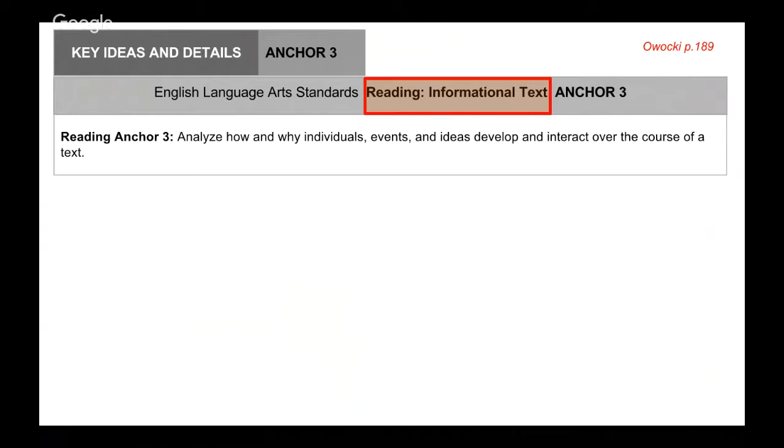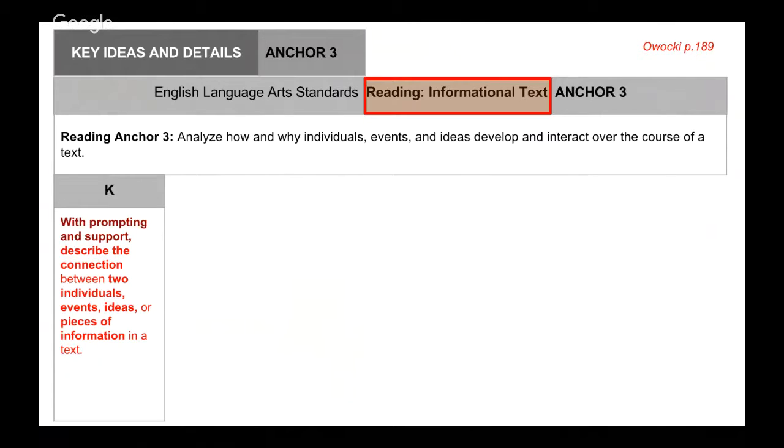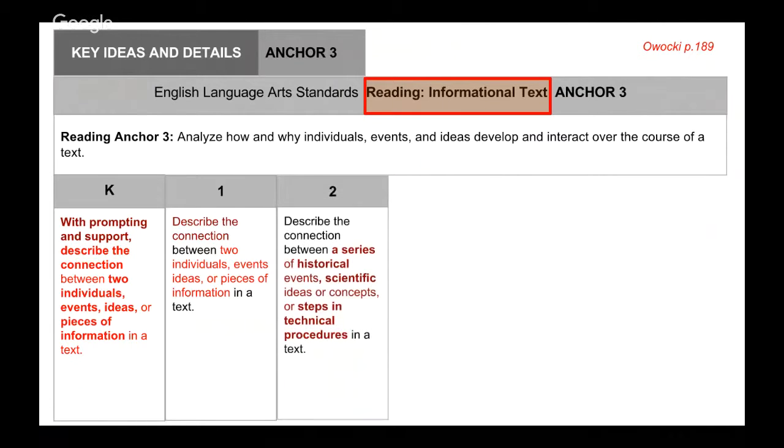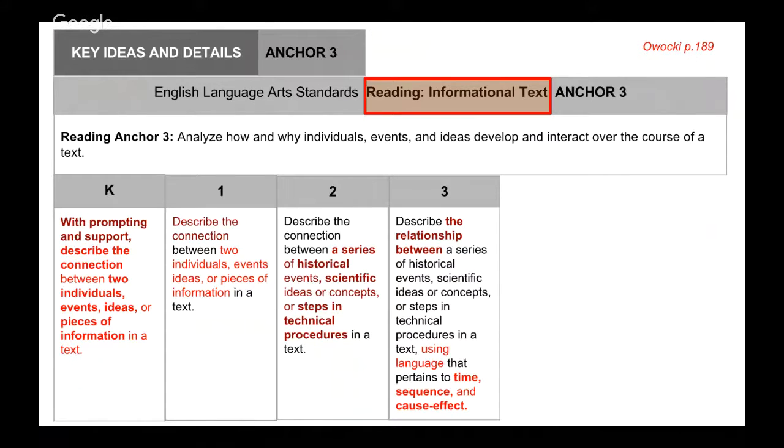If we look at this same anchor for informational text, now again in kindergarten, the level of rigor starts with prompting and support. You're going to describe the connection between 2 individuals, events, ideas, or pieces of information. The support is taken away in 1st grade. In 2nd grade, now you're describing the connection between a series of historical events, scientific ideas, or steps in a technical procedure. So that's like your instruct unit in writing. In grade 3 informational text, you're again describing the relationship between a series of events in history or scientific ideas or steps in a technical procedure. And again, you're using those signal words that signal time or sequence or cause effect.